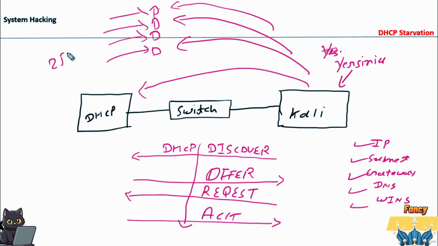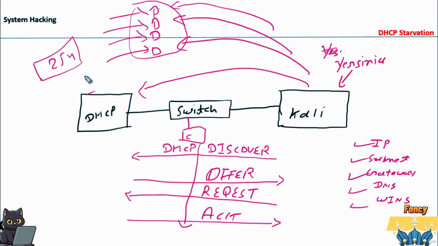DHCP supports a maximum of 254 IP addresses. So I will send above 254 discover packets to the DHCP server, and the DHCP server will assign all the IP addresses to these requests. So when the original client requires an IP address, the DHCP pool has been exhausted and cannot assign an IP address to the client. So this attack is known as a DHCP starvation attack.